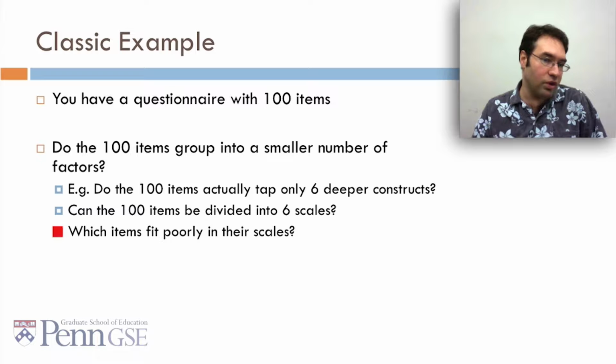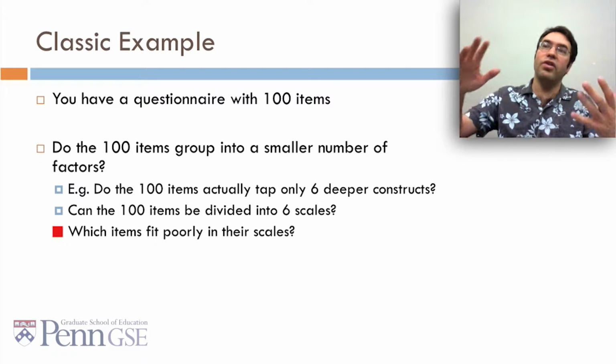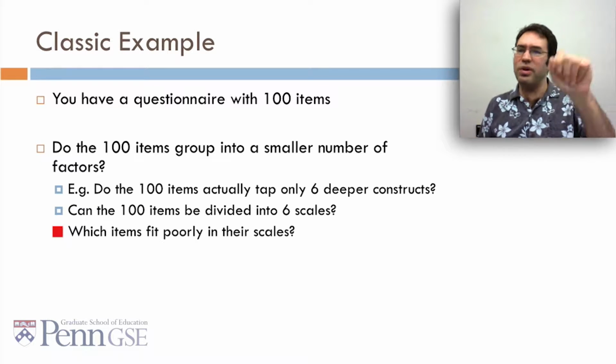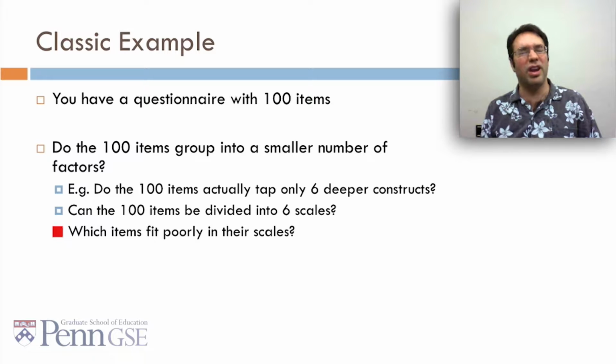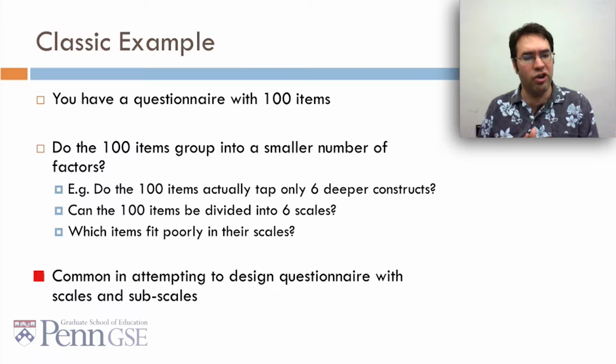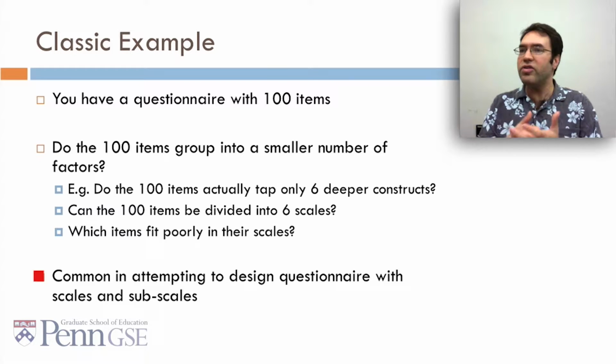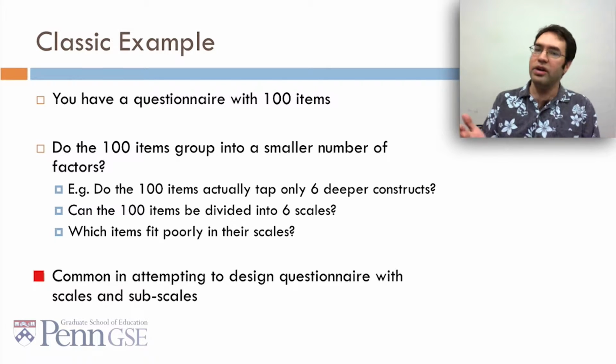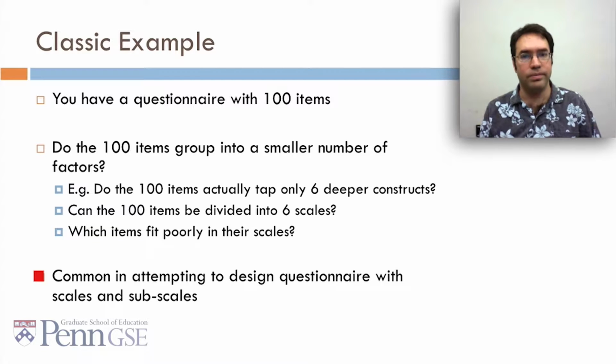Which items fit poorly in their scales? Can we actually say, of these 100 items, we have 6 scales, but these 3 items really are not very good, we should probably get rid of them? This is common when we're trying to design questionnaires with scales and subscales. And since we use questionnaires in education a lot, it's a very relevant educational problem.